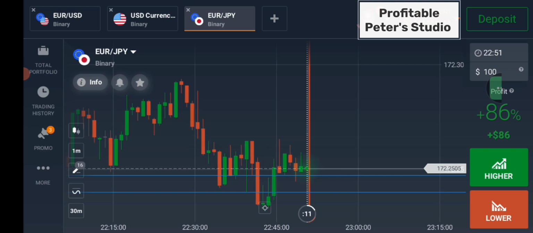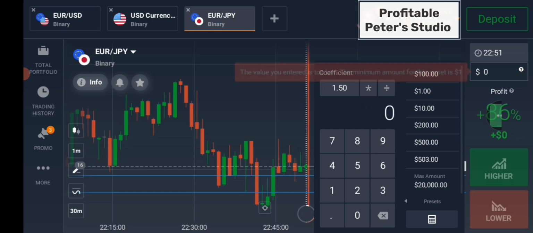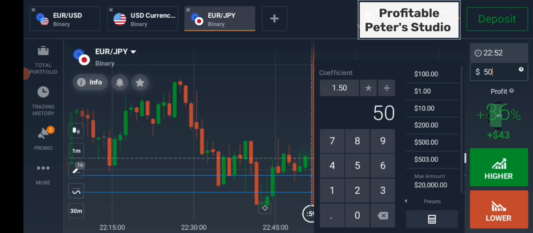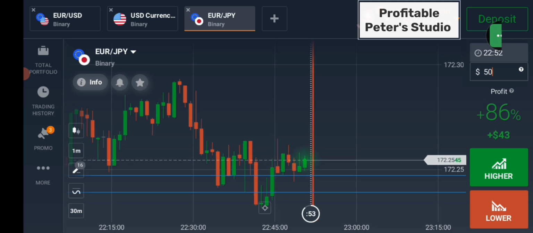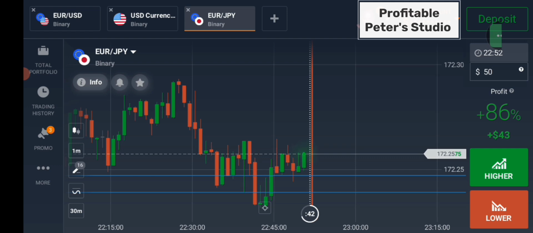Now I'm investing $100. Okay, no, let me just change it to $50. So I'm investing $50 this trade, and my return will be 86%. That's $43. So I have selected the instrument I want to trade, the expiry time, and the amount I'm going to invest. The next thing I'm going to do is look for a good opportunity to place a trade to invest my $50.